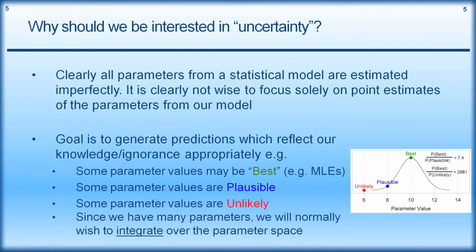Since we have many parameters, we will normally wish to integrate over the parameter space. So here, for example, we're showing the calculation for how many more times the best value should appear relative to the plausible value, and how many times it should appear relative to the unlikely value. So this is about 7 times more likely than this type of value, and this is around 3,000 times more likely than this value. So when we do simulations, we would like to simulate across this distribution and actually get this relative weighting for the parameter values appropriately.